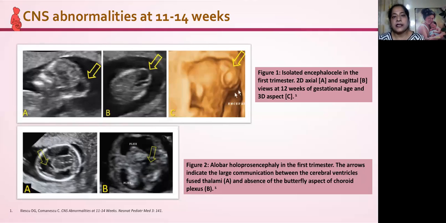Now, some other CNS abnormalities which can be diagnosed in an early scan: an isolated encephalocele in the first trimester, or an alobar holoprosencephaly in the first trimester, with large communication between the cerebral ventricles and fused thalami, and the typical absence of the butterfly aspect of the choroid plexus.